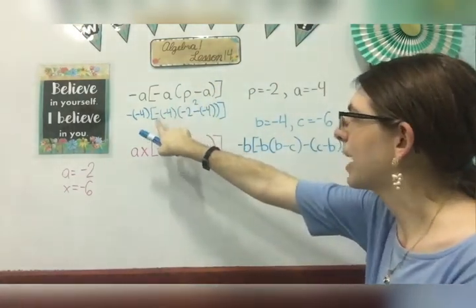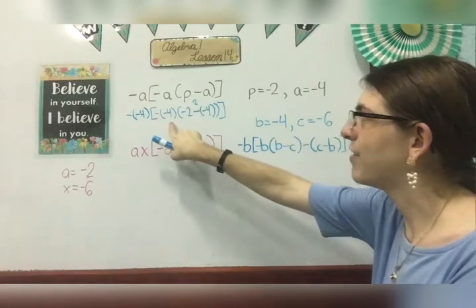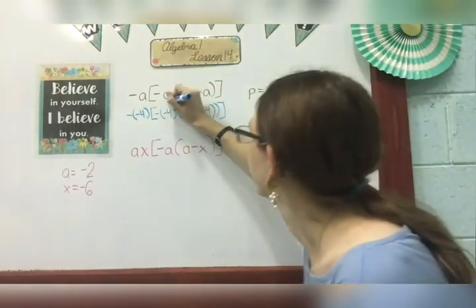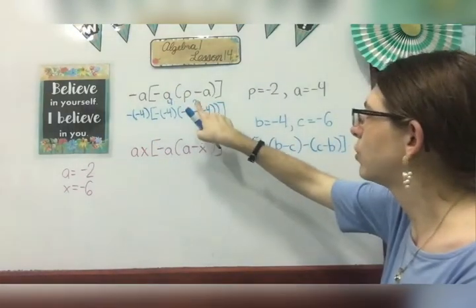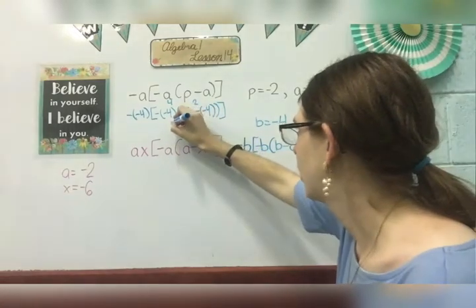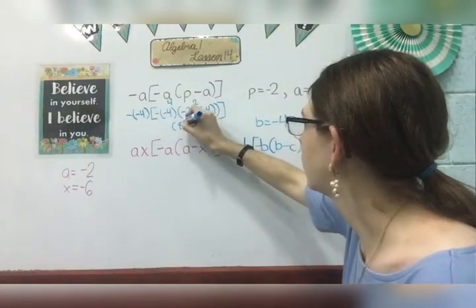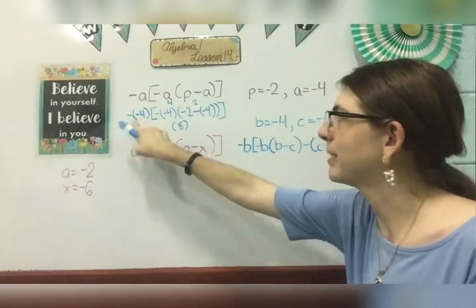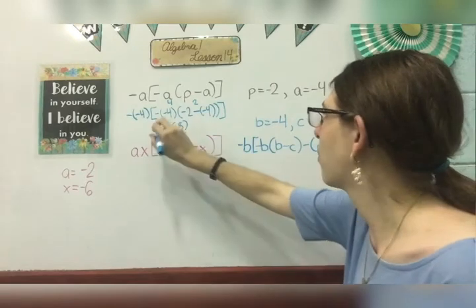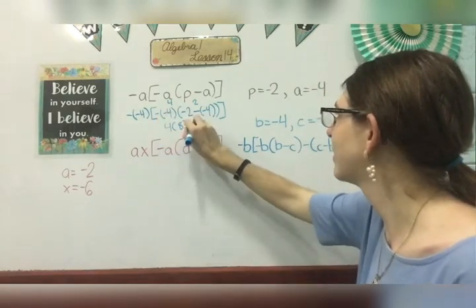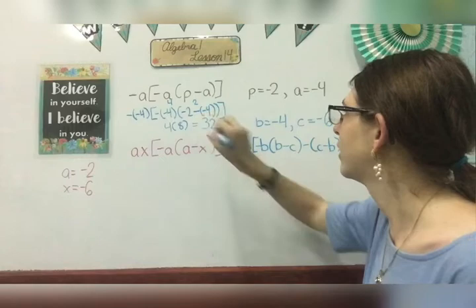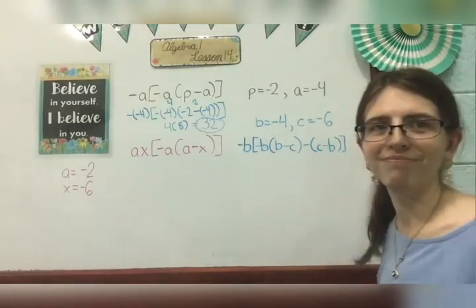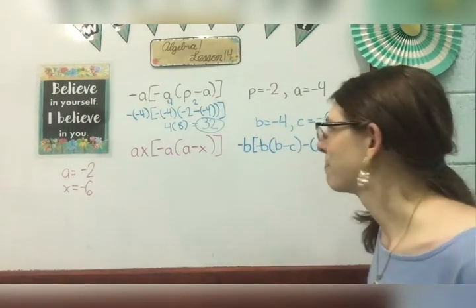That's going to be multiplied by the opposite of negative 4, which is what? 4. Okay, so 4 times 2 is 8. So this all comes down to 8. This is the opposite of negative 4. Okay? What's the opposite of negative 4? Positive 4. So I have 4 times 8, which equals 32. So 32 is your answer. Boom. Okay? Let's do the next one.